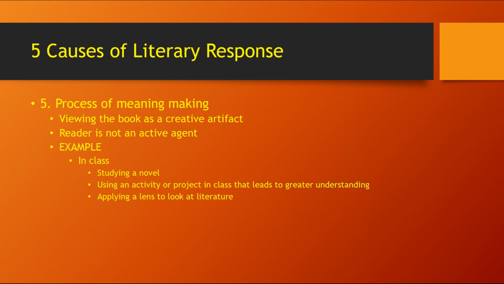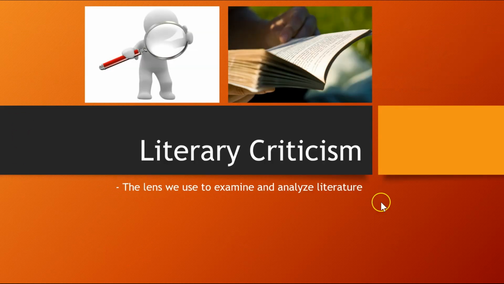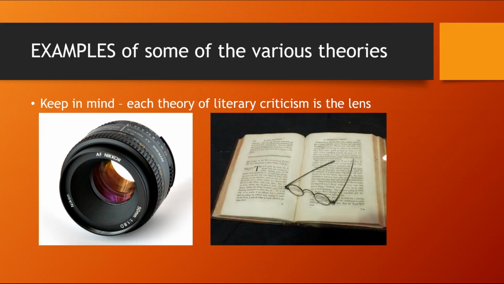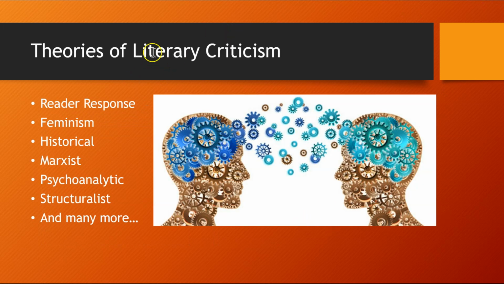How many times have you had a new response to a book or a movie after studying it for just a little bit? Okay, so once again, we're talking the biggest points to take away from today. Literary criticism is nothing other than examination and analysis of literature. And the schools or the theories are the lenses that we use to analyze the literature. The examples I gave were reader response, feminism, historical, Marxist, psychoanalytic, structuralist. Now, as the course goes on, we're going to introduce some of these other ones a little bit more.